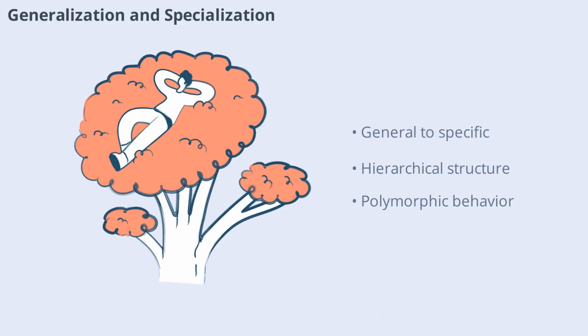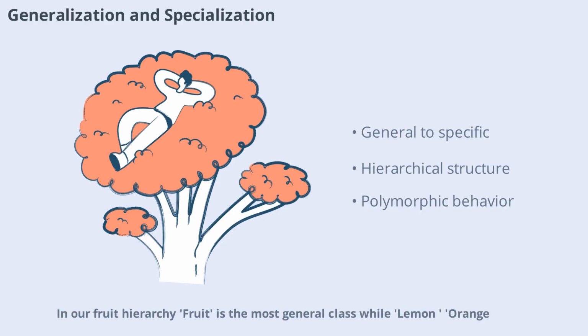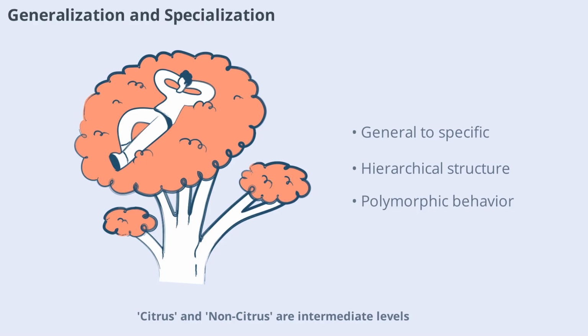In our fruit hierarchy, fruit is the most general class, while lemon, orange, banana, and apple are more specific. Citrus and non-citrus are intermediate levels. This structure allows you to write code that operates on the general fruit type but behaves differently depending on the specific fruit object. This is a practical example of polymorphism in action.